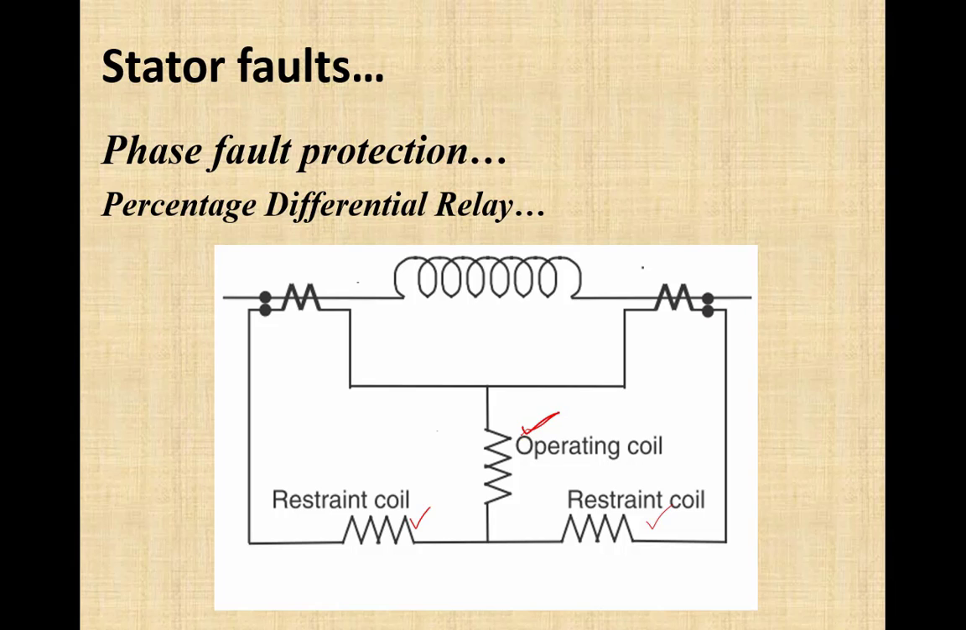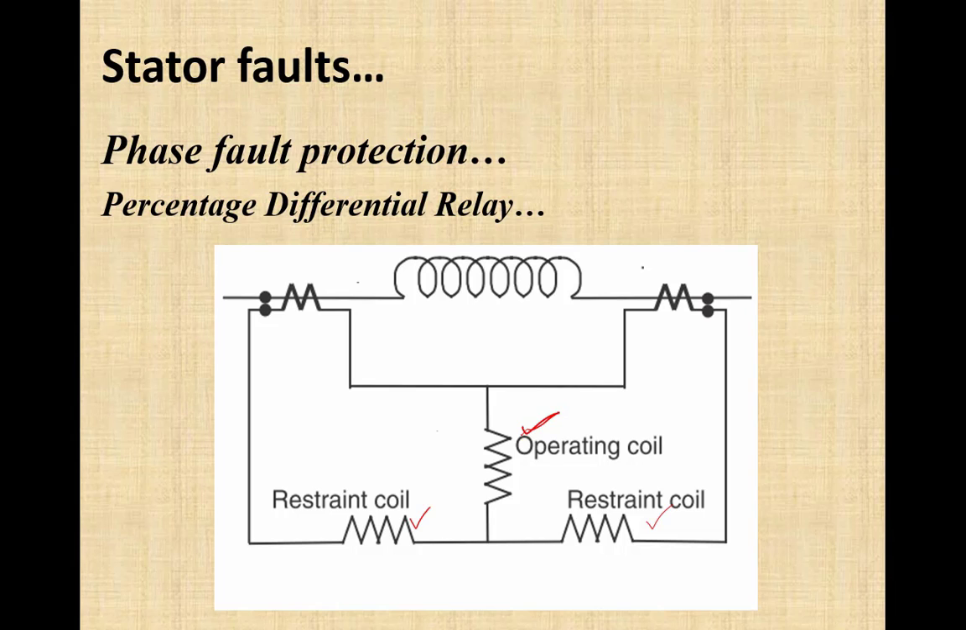Now how will this percentage differential relay work? So tripping torque, the operating coil current, would not be able to close the contacts unless this operating coil current is greater than some set percentage of retaining coil current.